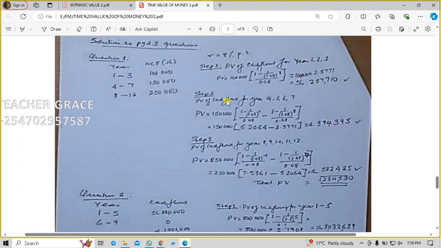Here we have year 4, 5, 6 and 7. So we are going to use 150,000 into bracket 1 minus 1 over 1.08 again, but now we are going to use power 7 minus 1 minus 1 over 1.08 power 3. So power 7, power 3, not power 4. So we use this one, we subtract this one.